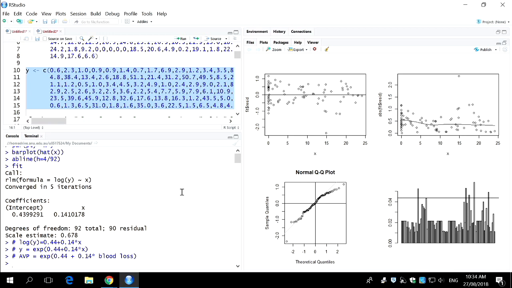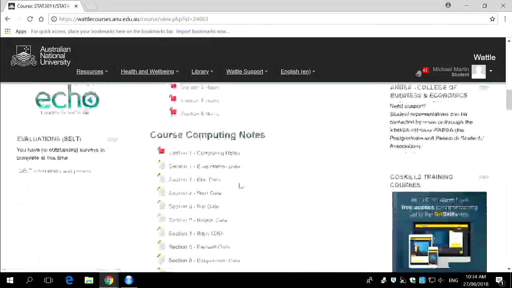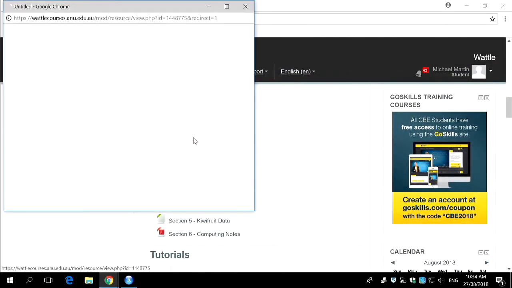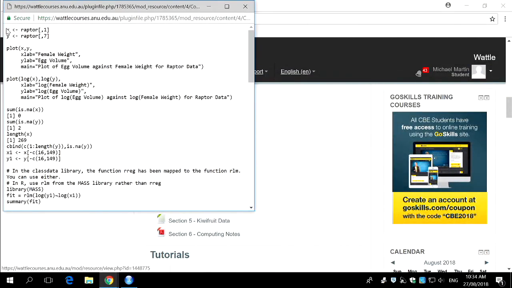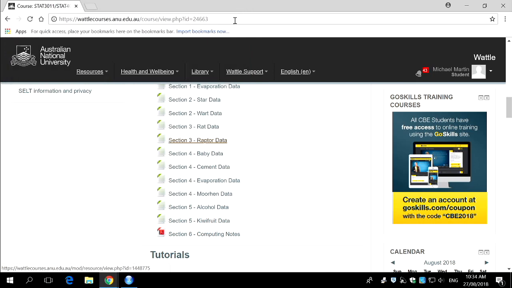Okay, now, let's have a look at this for a different data set. You'll remember that Raptor data. So let me just go back to Wattle here. We talked about this a little bit earlier. This is the data on egg volume and female weight for a bunch of different birds of prey. So let me just grab all of this, copy, and dive over to R.